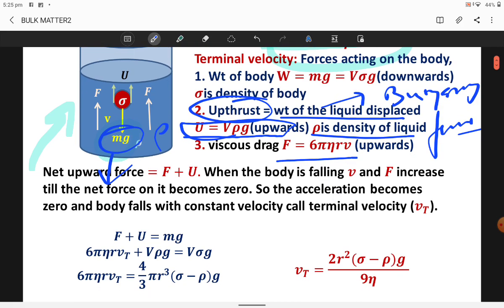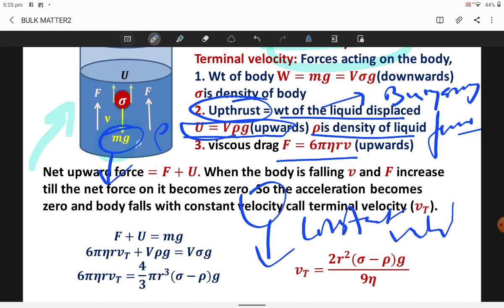Now after some time, when it reaches the terminal velocity, the velocity is no longer increasing, so we can say that the body is now moving under equilibrium. The net force is zero. That's why the ball is moving with constant velocity. So we can write that the net upward force must be equal to the net downward force.